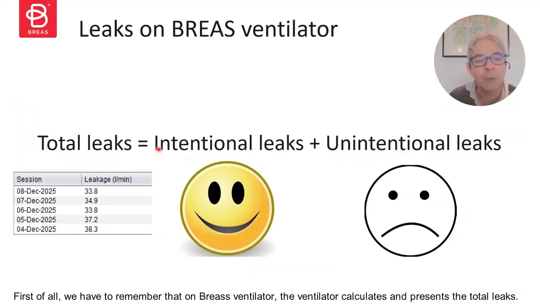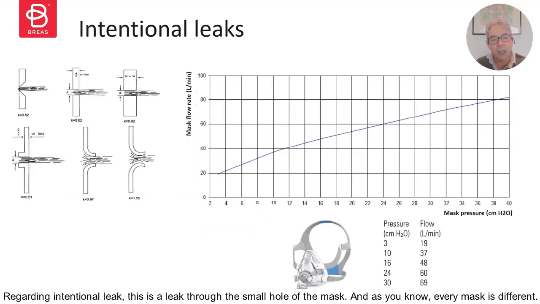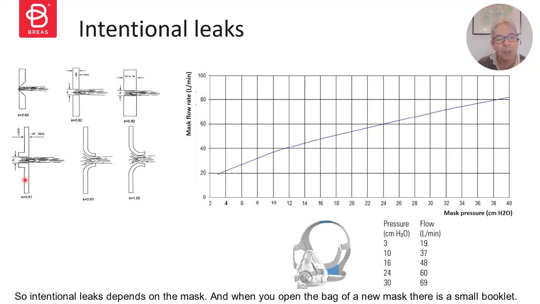First of all, we have to remember that on Breas ventilators, the ventilator calculates and presents the total leaks. The total leaks is the sum of intentional leaks, the leak that we like, and unintentional leaks, the leak that we don't like. Regarding intentional leak, this is the leak through the small hole of the mask, and as you know, every mask is different, so intentional leaks depend on the mask.